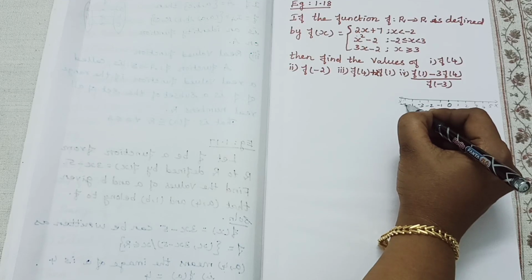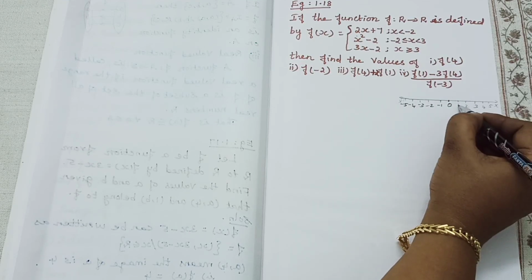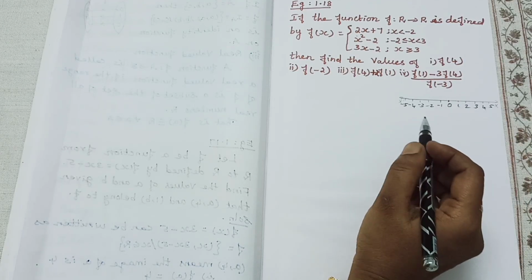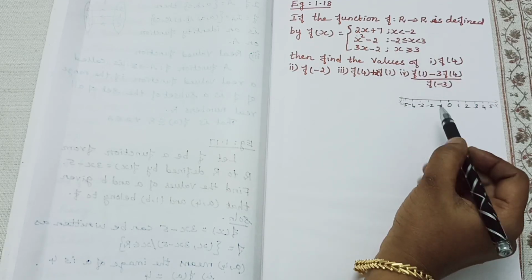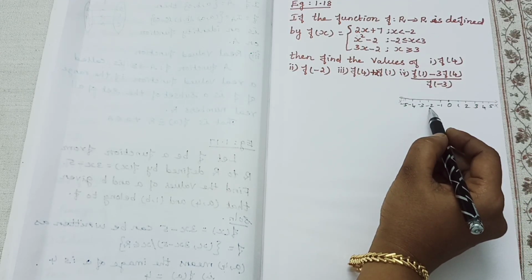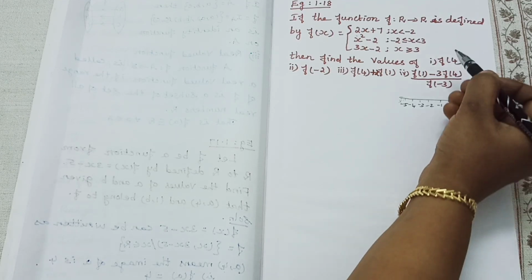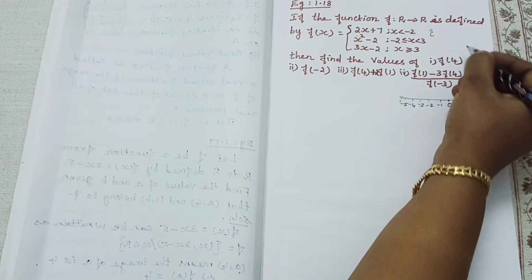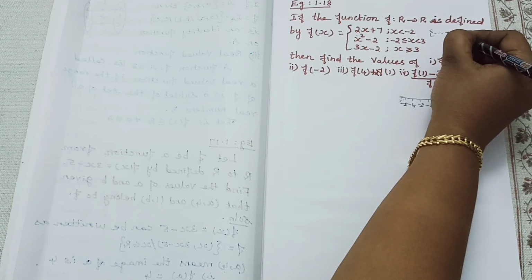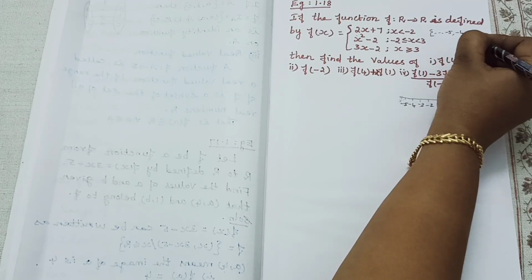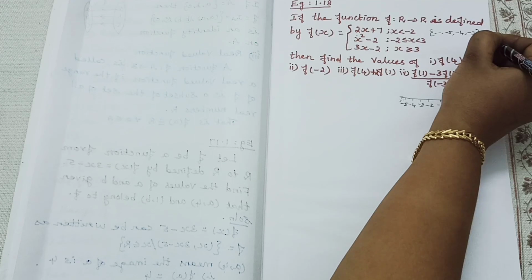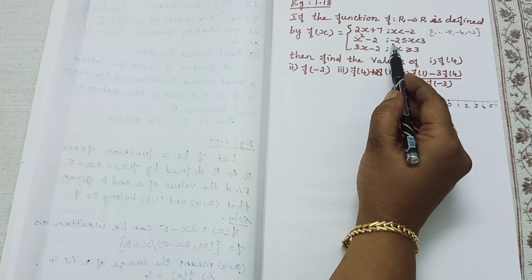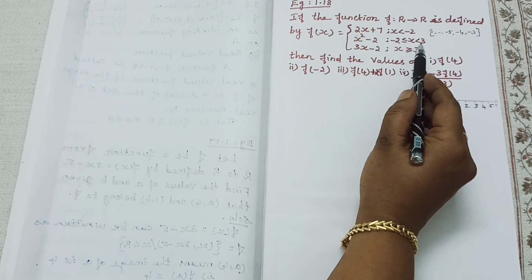Then like that, second condition you have to check. Minus 2 less than or equal to x less than 3. Values lie between this minus 2 and 3. Less than or equal to, so this minus 2 also we have to take. Minus 2 to 3, but 3 we cannot take, because it is less than. Then what are the values? Minus 2, minus 1, 0, 1, 2.